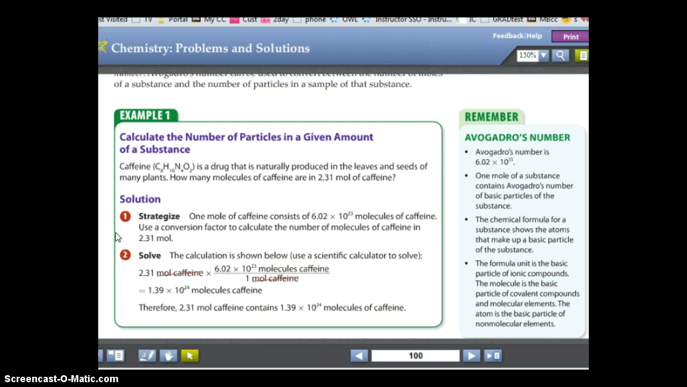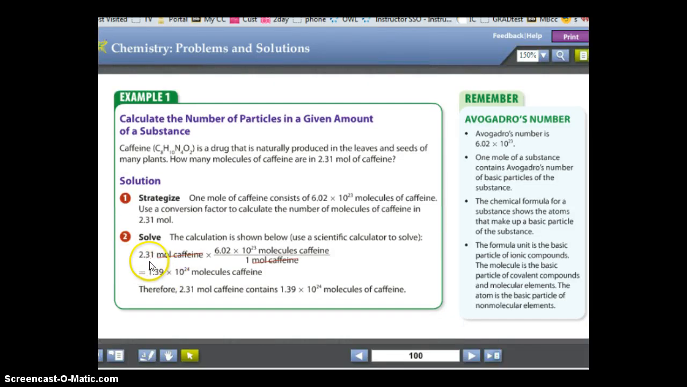1 mole of caffeine is 6.02 times 10 to the 23rd molecules of caffeine. Use a conversion factor or fraction to calculate the number of molecules of caffeine in 2.31 moles. All right, so start out with what they give you. They gave you 2.31 moles of caffeine, and then we do our conversion fraction.